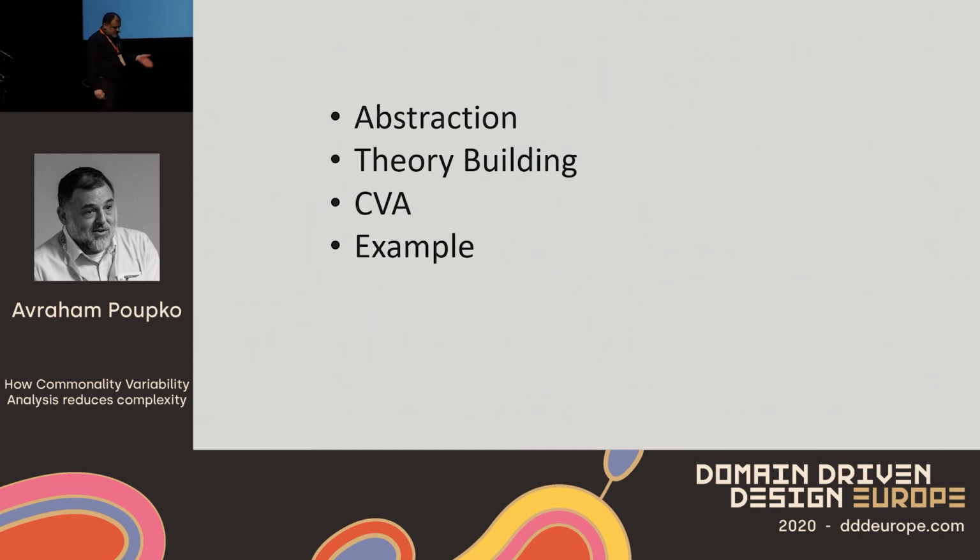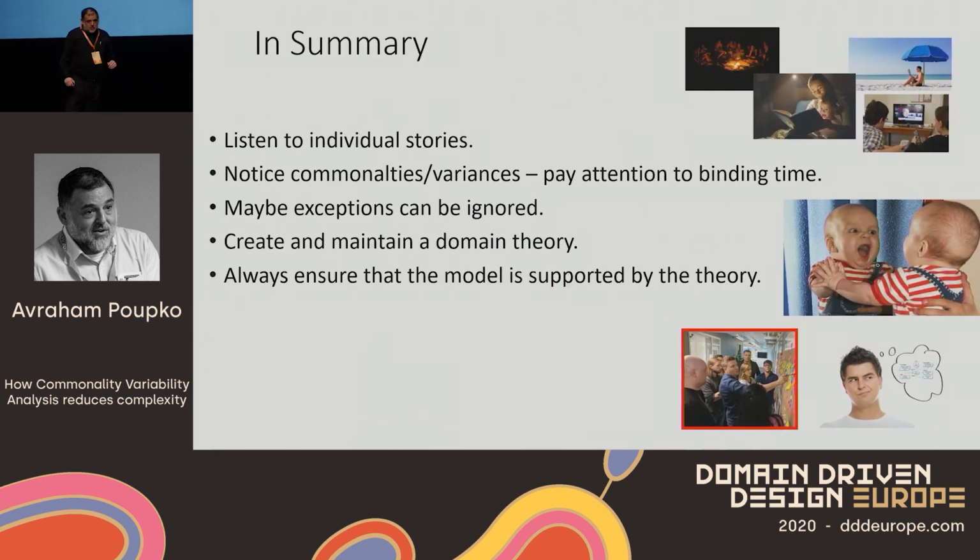So we spoke about abstraction, about theory building. We talked a bit about CVA, and I brought a brief example about how we could do some of this, perhaps. And in summary, you should listen to individual stories, because the individual stories allow you to create generalizations. And stories are not user stories. Stories are stories with real people that went and did something, and you might catch on details that were not expressed in the user story. And notice when things are common, different, the same, and notice binding time. When did they become the same? When did they get their value? That's an important thing.